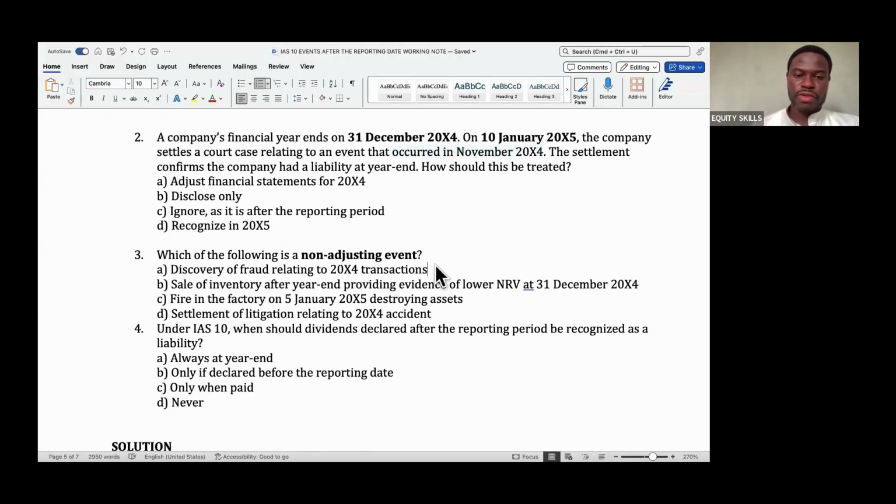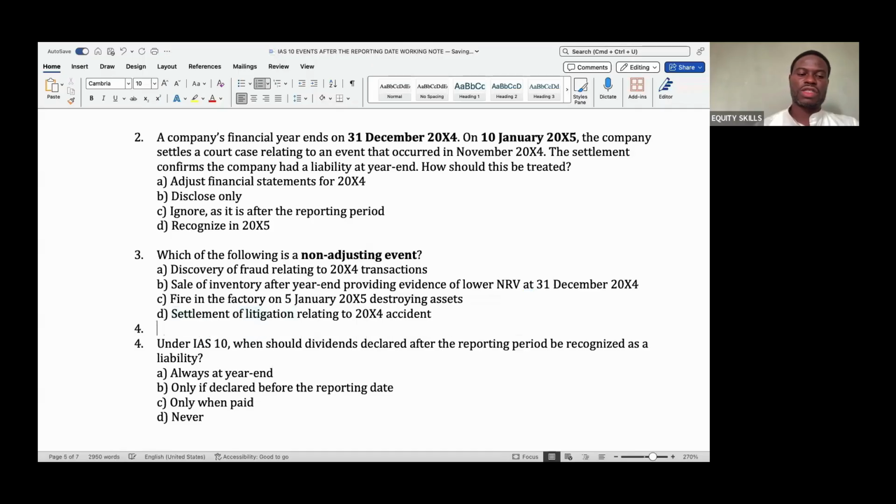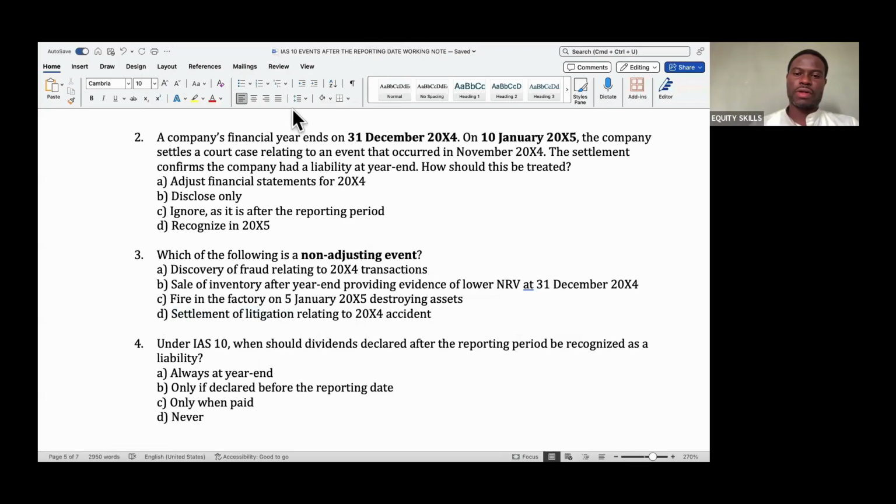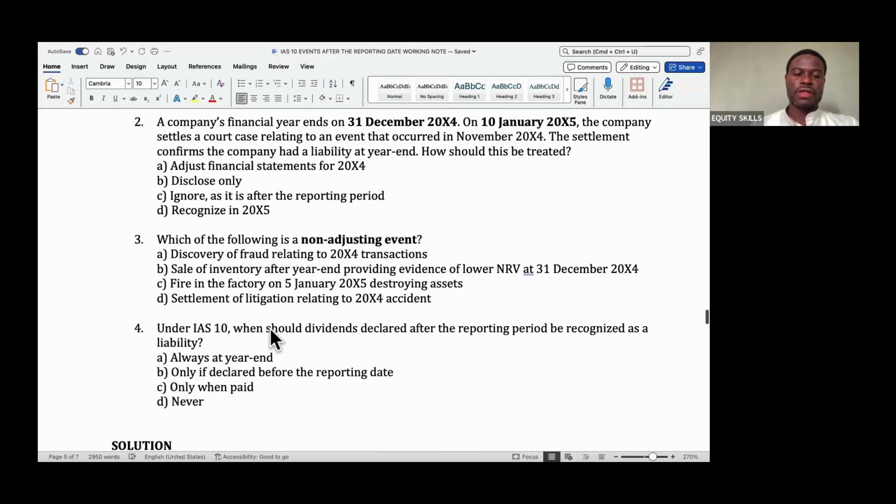Discovery of fraud relating to 2004 transactions; sale of inventory after the year end providing evidence of lower NRV; a fire on 5th of January; and settlement of litigation relating to an accident. The non-adjusting one is the fire in the factory on 5th January destroying assets, because it is not a thing we were expecting before the year end, sir. It came after the year end. So it is C, sir. Okay, that's correct.